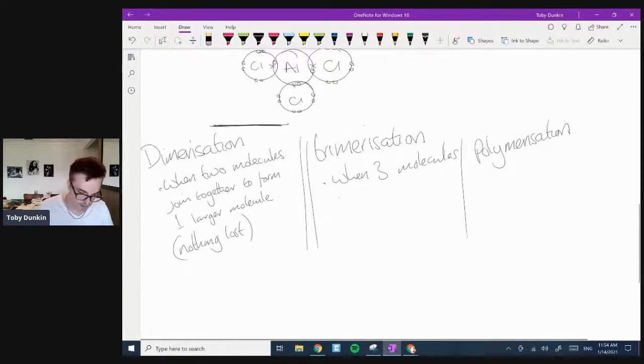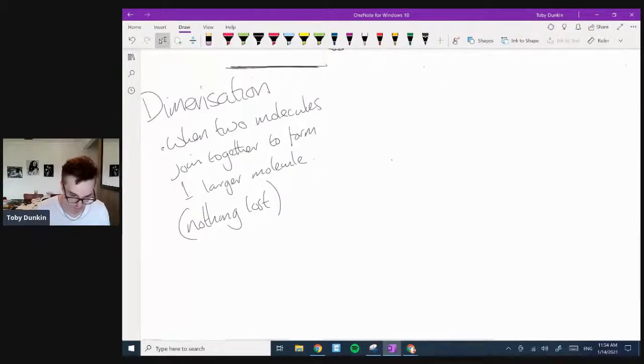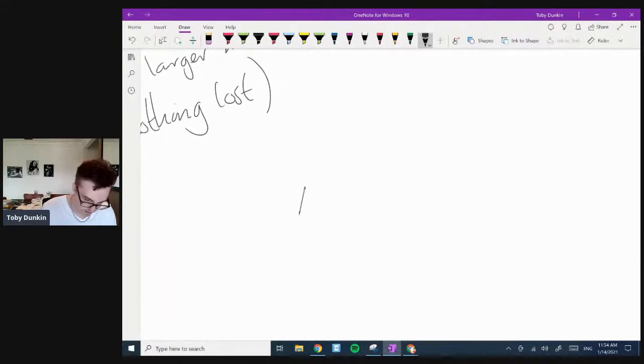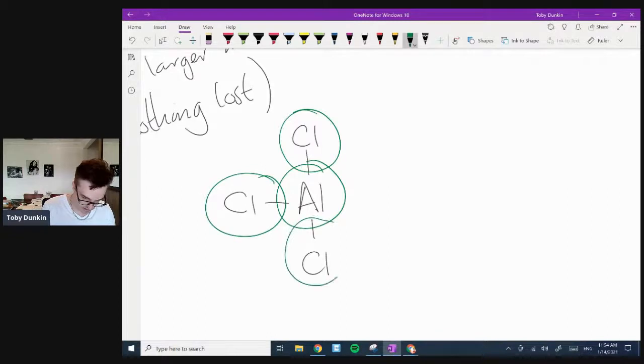So anyway, dimerization, I'm just going to get rid of those. I now need to explain to you what's happening with the dimerization of aluminium chloride. So I'm going to zoom in. Okay. So aluminium chloride originally looked like this. Here's the stick picture. Let's convert that into dot and cross. Every atom gains a circle. 3 standard covalent bonds.